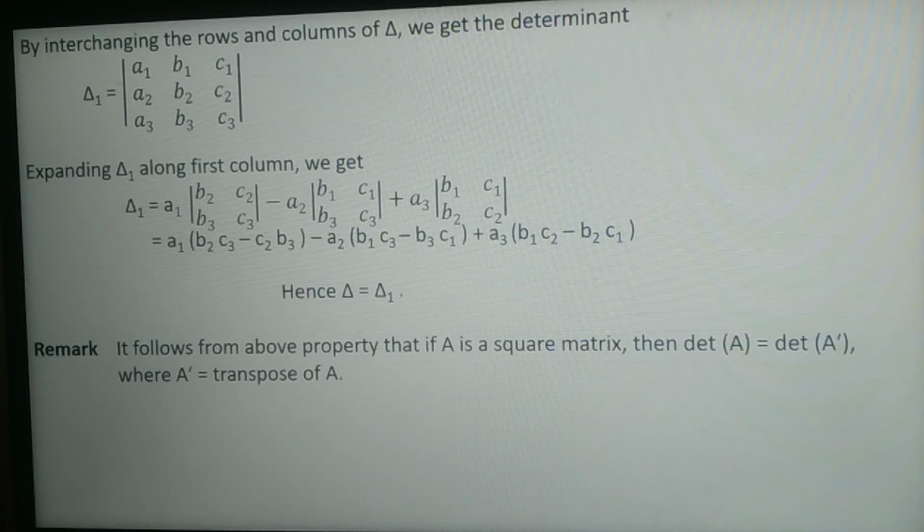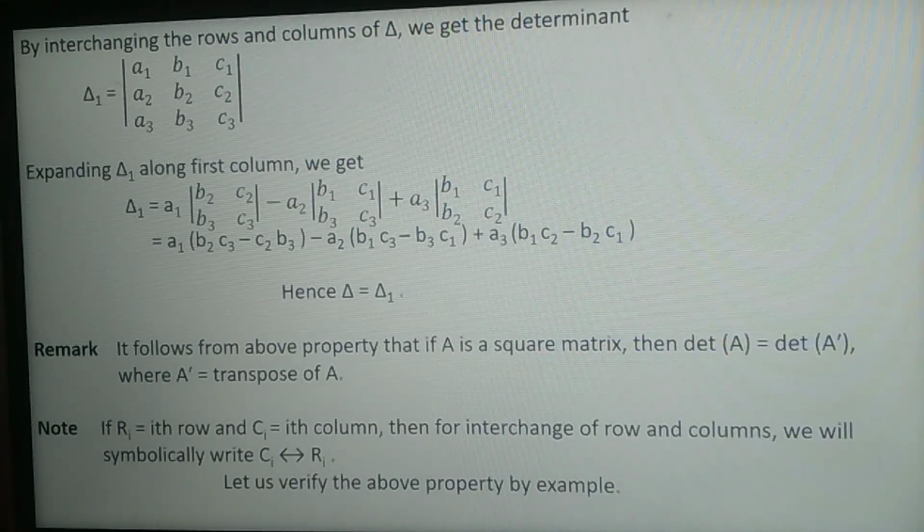Next one, remark. It follows from the above property that if A is a square matrix, then determinant A is equal to determinant of A transpose, where A transpose is the transpose of A. So the remark says that from the above property, if A is a square matrix, then it must satisfy the condition determinant of A is equal to determinant of the transpose of A.